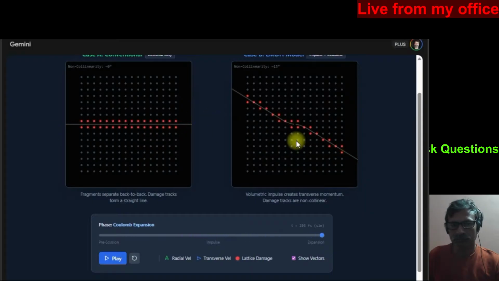In the conventional Coulomb-dominated picture, fragments are assumed to be fully formed at scission and are launched with equal and opposite momenta along a single fission axis. Post-scission dynamics are governed almost entirely by electrostatic repulsion, which is strictly radial and therefore incapable of generating significant transverse momentum. As a result, fragment trajectories remain nearly back-to-back, and the lattice records straight, collinear, and symmetric damage tracks.